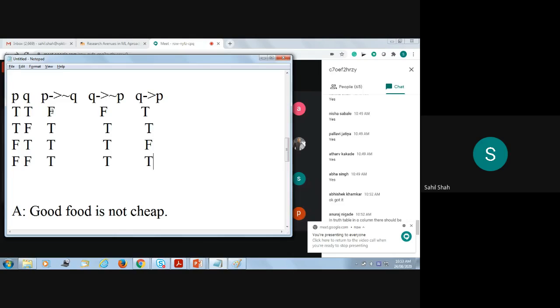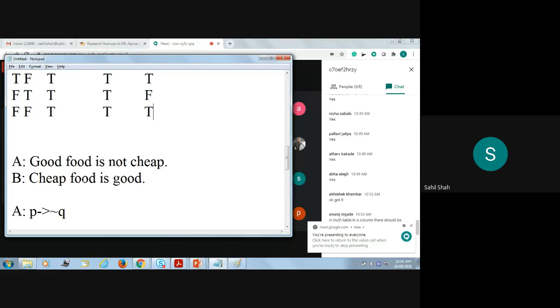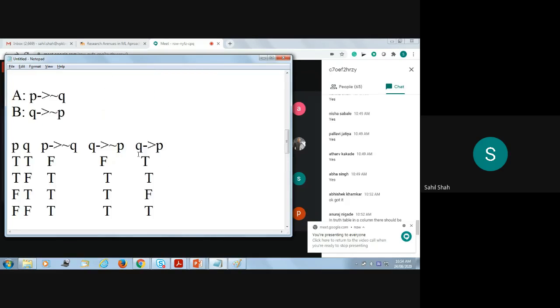In this case, now if I count the true values, T, T, T, I am again getting T, T, T. True values are exactly the same for both P conditional negation Q as well as Q conditional P. In this case also, you will give your preference to A as opposed to B. The obvious question would be why?